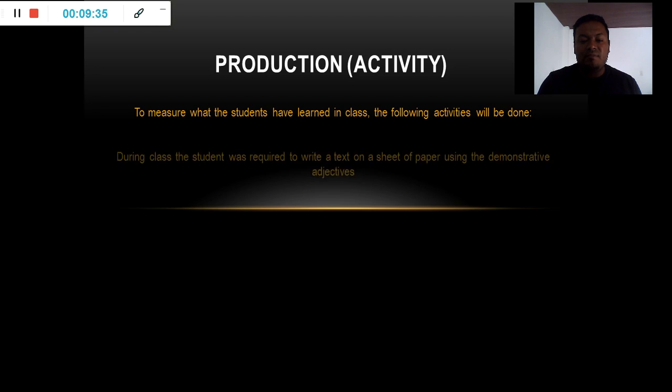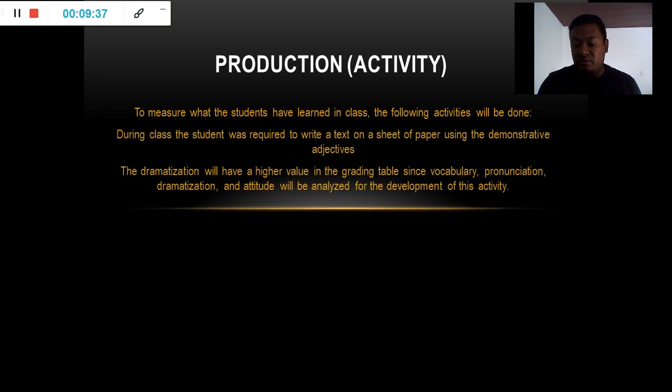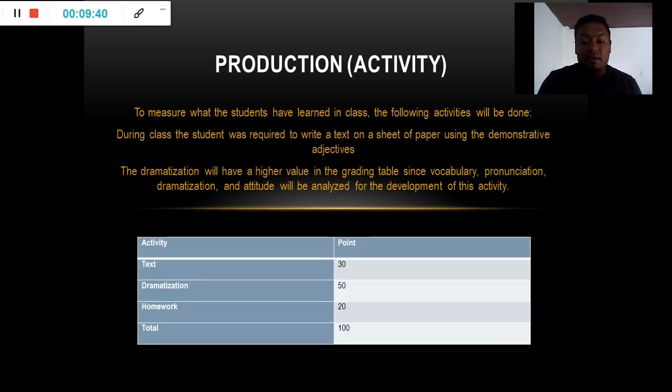Qualification step. In this chart we can see the qualification form. Text 25, dramatization 50, homework 20, for a total of 100 points for this activity in the second lesson plan.